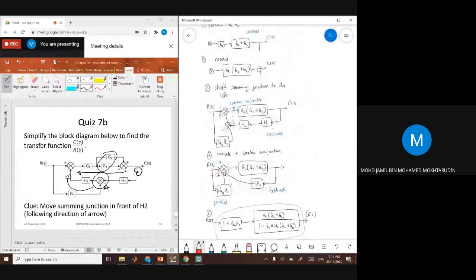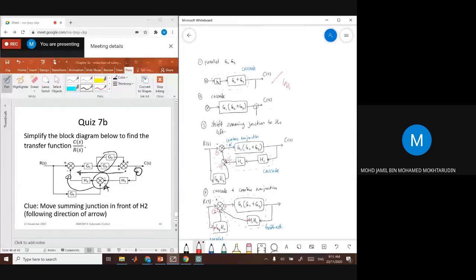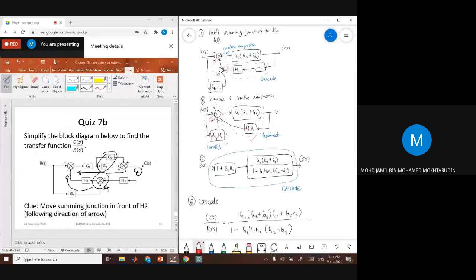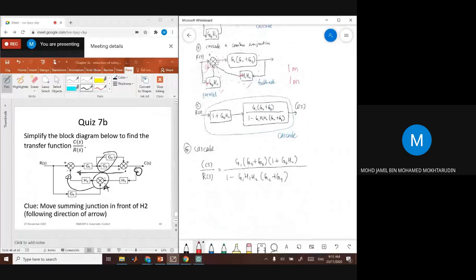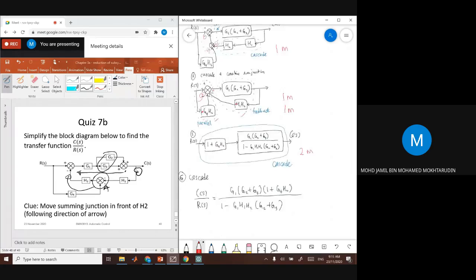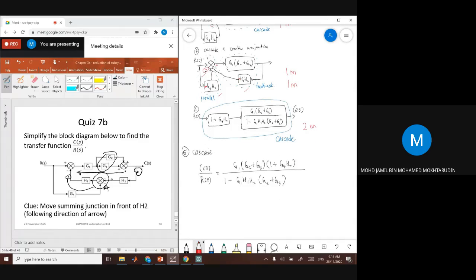Okay, so the marks. So this is one mark, this is one mark. So you shift the summing junction and then you simplify correctly with correct sign here. So shift summing junction one mark, simplify correctly another one mark. And correct symbol here, you get another one mark. Second, five. And then simplify parallel and feedback, you get another two marks here. Five, seven. And then cascade, one mark. Eight. Final answer, two marks, okay.